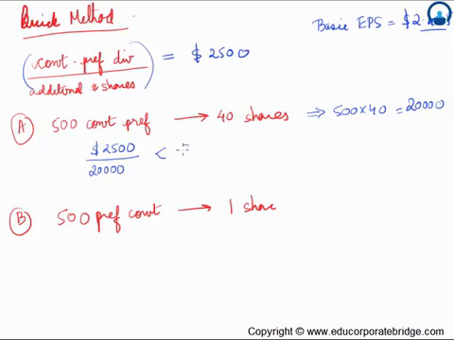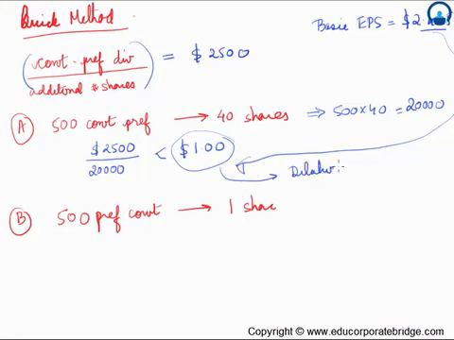So obviously this is less than $1. And what this means is that if this is less than $1, your basic EPS is much greater than this fraction. So this means it has a dilutive impact. So this needs to be considered as a dilutive security. Now let's take the second case where we have 500 preference shares and each gets converted into one share. So let's recalculate the numerator and the denominator in this case.